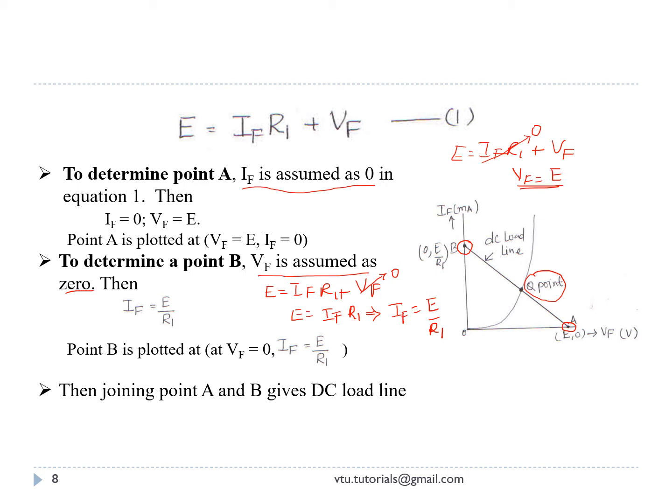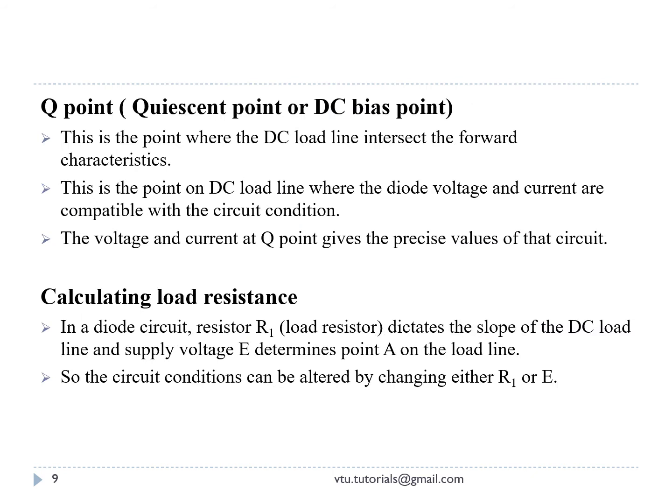by determining the points A and B with the parameters, assuming IF is equal to 0 for point A and VF is equal to 0 for point B, and then joining the points to get the DC load line. Next, we'll consider the quiescent point, also called the DC bias point.